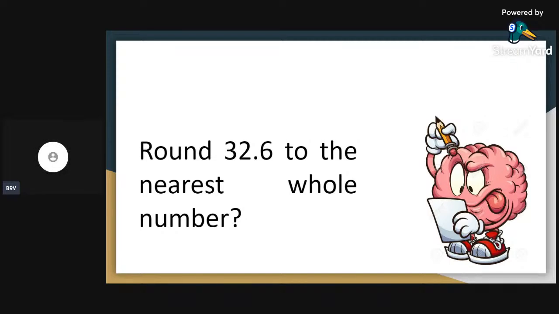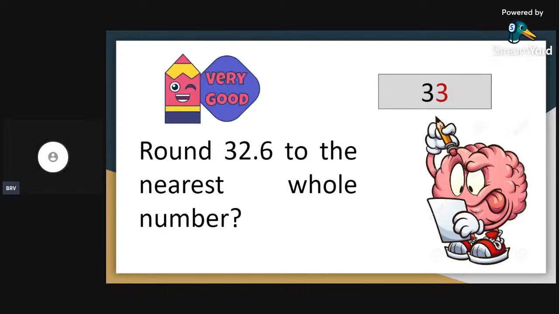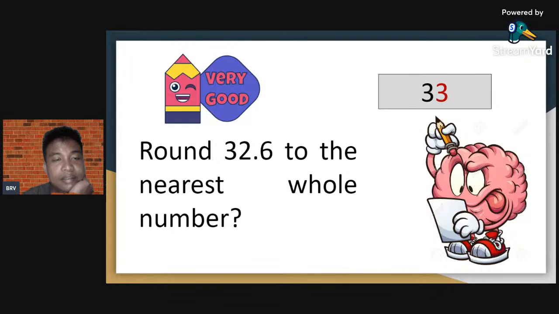Round 32.6 to the nearest whole number. So what is the nearest whole number there? The nearest whole number there is 2, so we have to look at the number, not the decimal number. So that will be 33. Very good. So that's how we round off decimals.